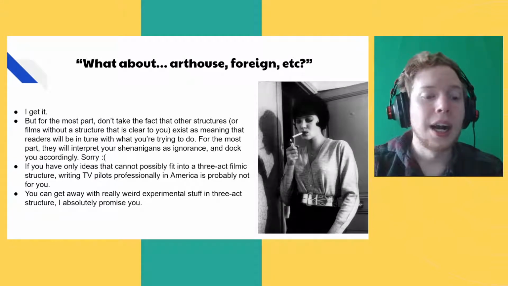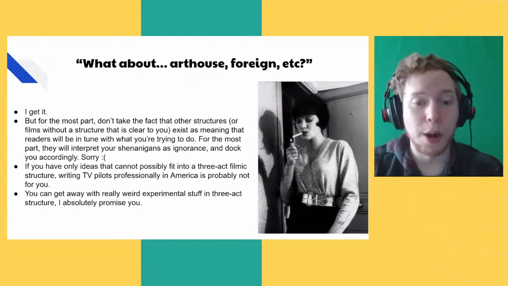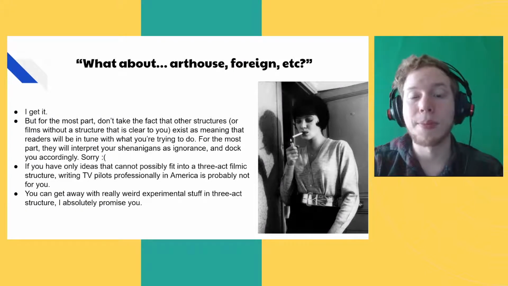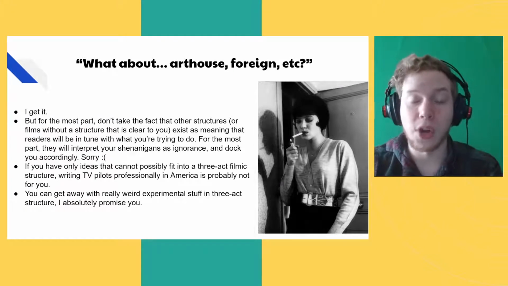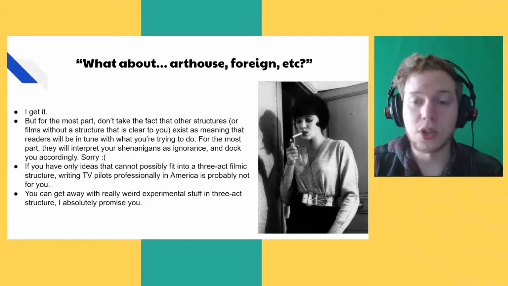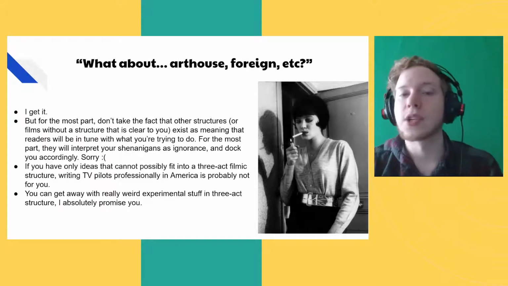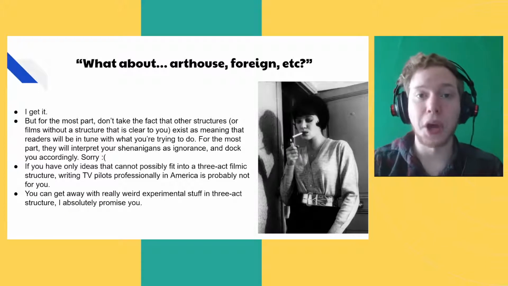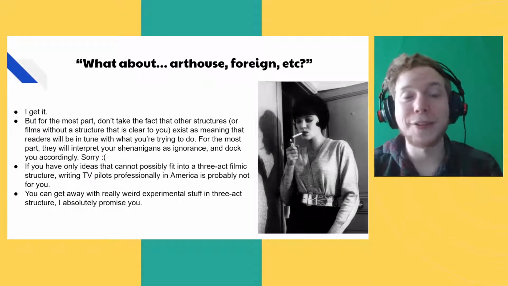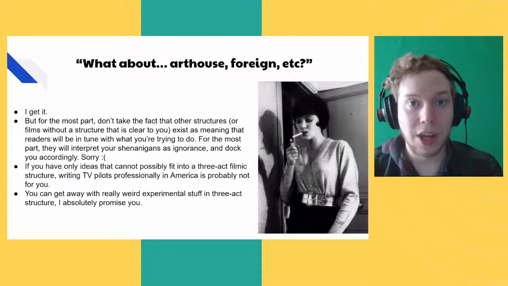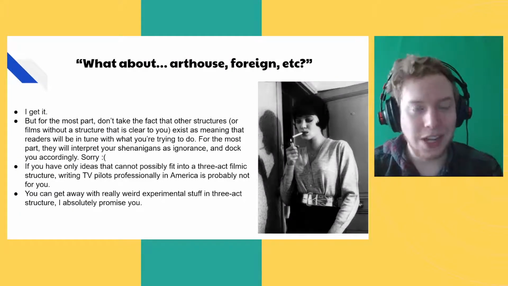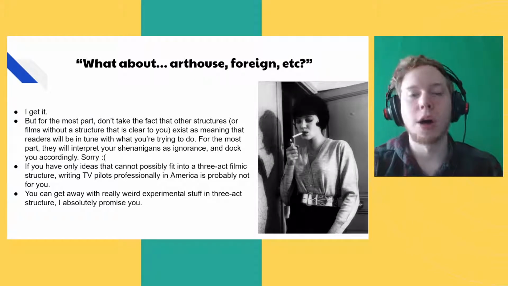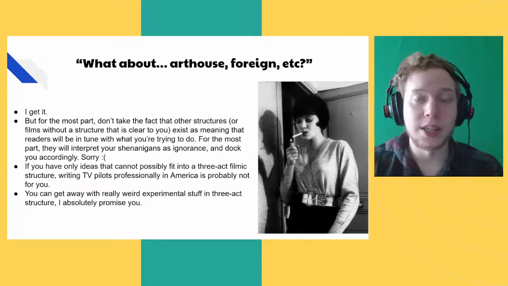You can get away with some really weird and experimental stuff in 3-act structure, though. I totally promise, I've written some very, very bizarre, whacked out, surreal things in 3-act structure. 3-act structure is how in the Western world we expect stories to kind of go. If you have a vastly different idea of how the story should feel and go, then you probably have to just make it yourself to prove that that works. Almost no one is going to be in tune with what you're trying to do.